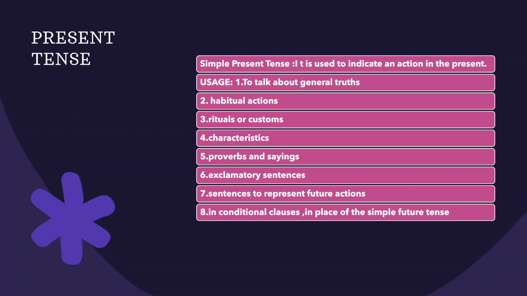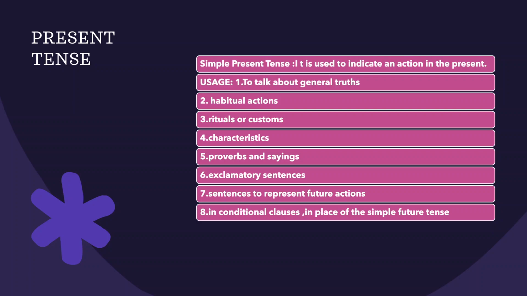Number 7, sentences to represent future actions. So here present tense can be used to talk about some future actions, future plans instead of future tense. So the sentence can be, our school reopens tomorrow. I leave for Delhi the day after.